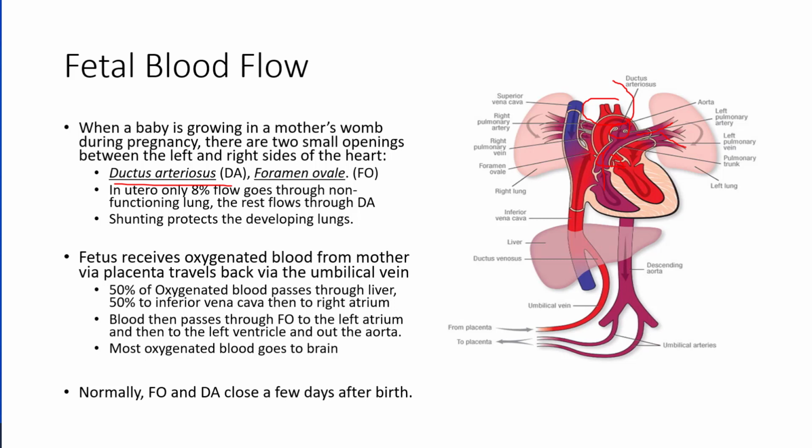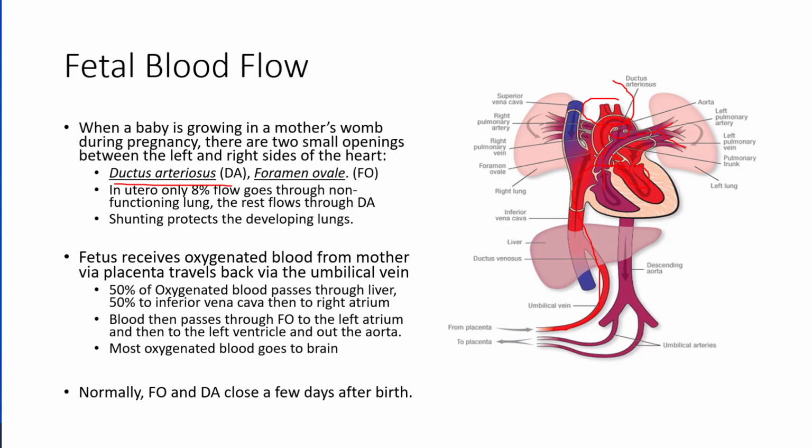The foramen ovale allows for that rich oxygenated blood from the placenta to travel into the left ventricle. So again, we're not pumping and oxygenating our own blood through our lungs because we're in utero. So the foramen ovale allows us to move that blood from the placenta, as you see here, into the left chamber to get out to the brain and to the periphery, right?